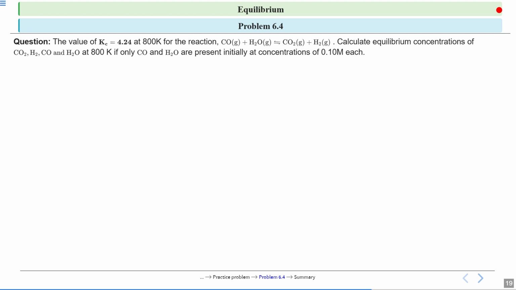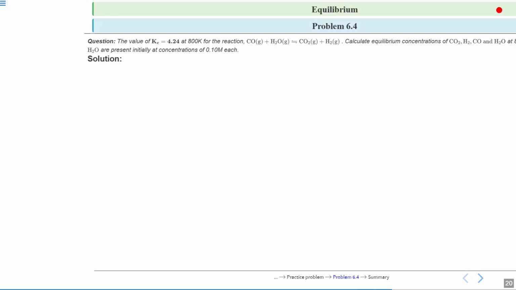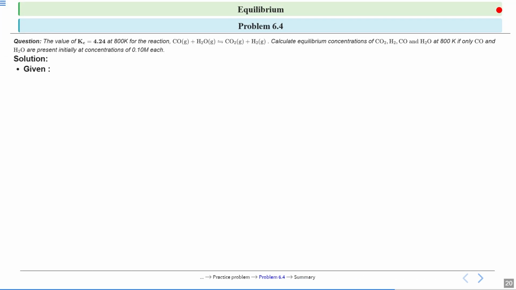Here you have a problem because we have not dealt with this ICE table, but I will give you a small idea with this question. Then we will look at the procedure in the next lecture, right? How will we do it? So first of all, what is given in the question? We are given the initial concentration, which is for CO and H2O. And we are also given the value of Kc, which is 4.24. Temperature is mentioned as 800 Kelvin.